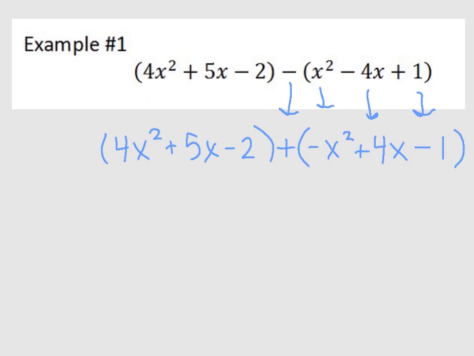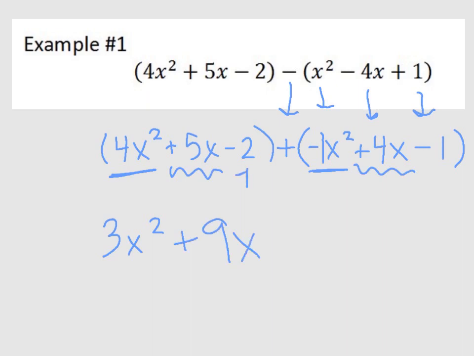So we're going to find our like terms and add them together. So 4x squared and negative x squared, remember that's kind of like a negative 1 there. So 4 plus negative 1 makes 3x squared. Remember, when we're adding or subtracting, our exponents stay the same. 5x and 4x are like terms, so 5 plus 4 makes 9x. And then our constants, we got negative 2 plus negative 1 makes negative 3.